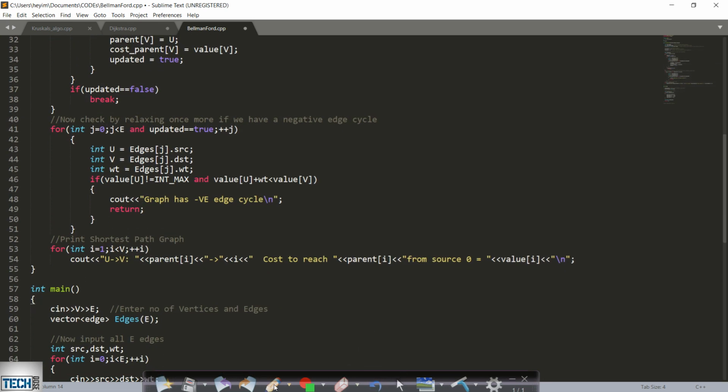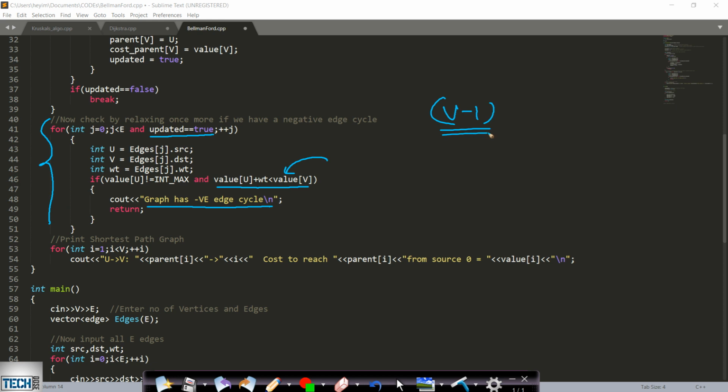Now once we are done with relaxing all the E edges V minus 1 times, then we will simply relax one more time and see if a node is having a new shortest path. If a node can be relaxed even more, then obviously we will be having a negative edge cycle. So this will only be done if updated value is true. That means for all the V minus 1 times of relaxation, the V minus 1th step also found at least one node with a new shortest path. If this condition is true, then only updated will be true.